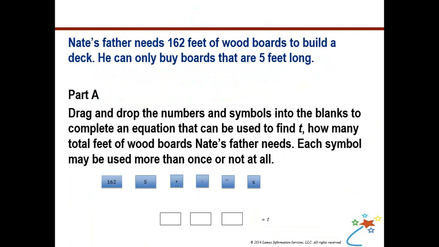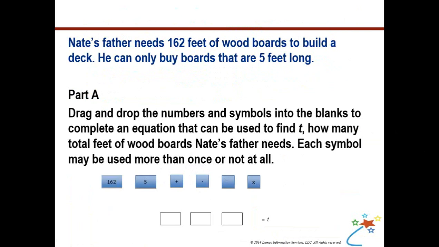As we go back through and we look at this equation, the first thing that we're going to do is take the total amount that we need in the wood boards, and we're going to put that first. So when we go back up to Part A, we're going to take the 162 feet and put that in the first box.